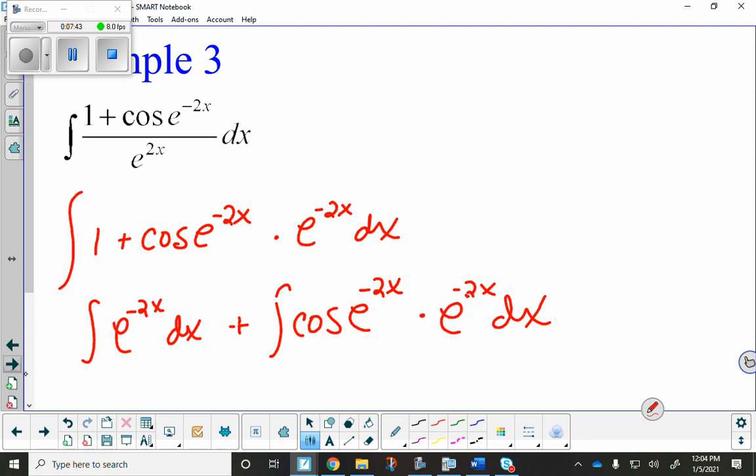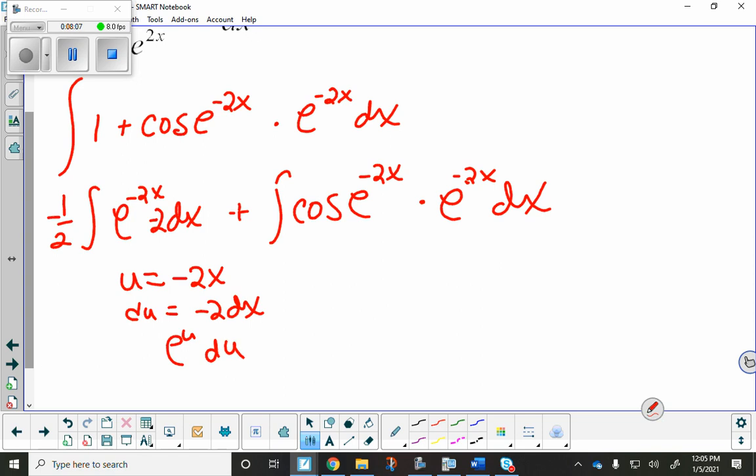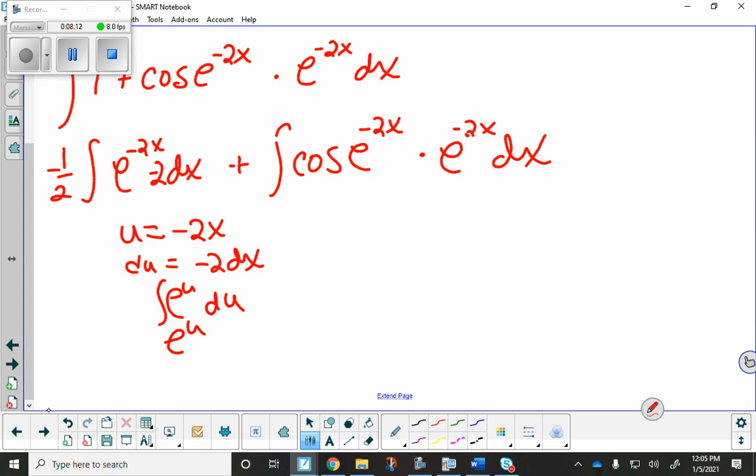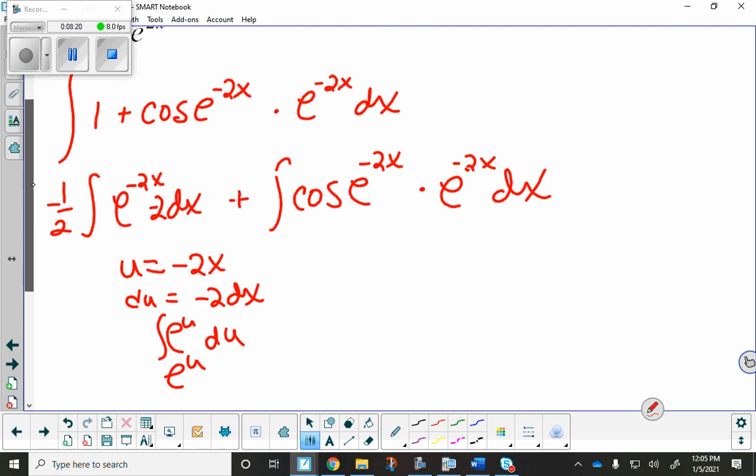I'm going to take a deep breath. Now, for this one, if I let u equal negative 2x, that means du is equal to negative 2 dx. So I need a negative 2 here, and this is a negative 1/2. Whenever I integrate e to the u du, that just gives me e to the u. So this part is negative 1/2 e to the negative 2x plus my c.